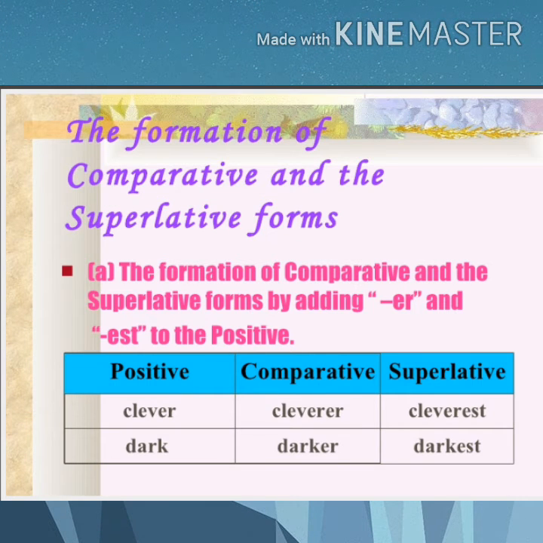Now let's learn to form comparative and superlative forms. The formation of comparative and superlative forms by adding er and est to the positive form. Here positive form, comparative and superlative forms are given. Positives are clever and dark. We have to add er to form the comparative form, or est to form the superlative form. For example, clever, cleverer, cleverest, dark, darker, darkest, etc.